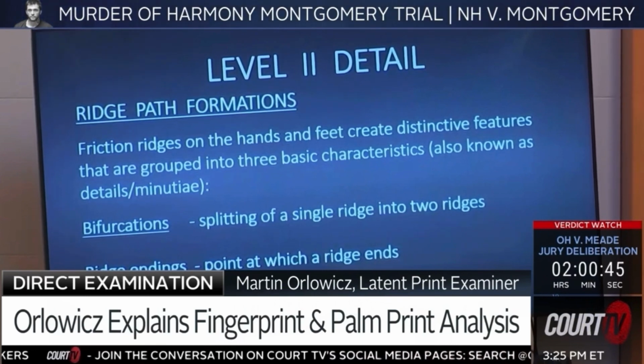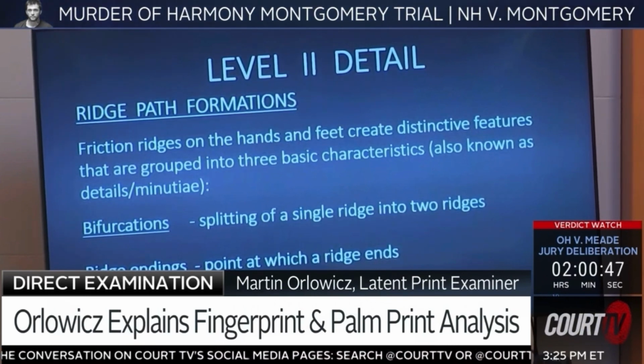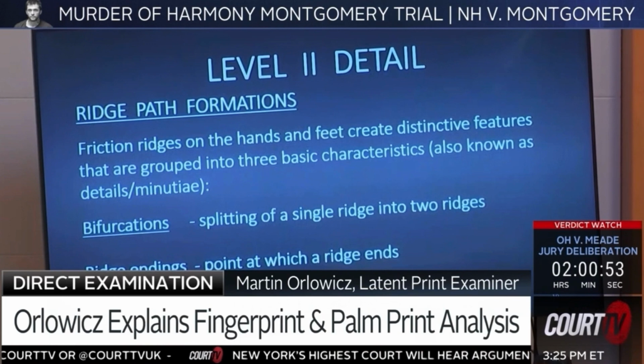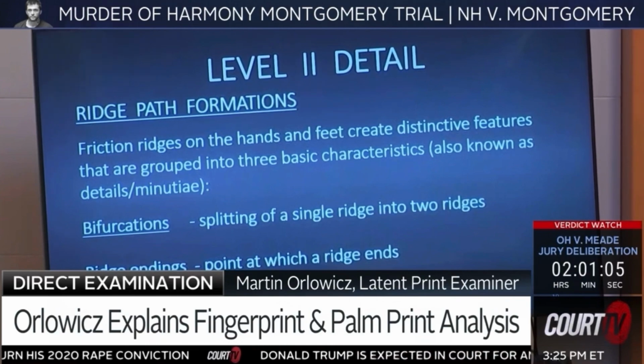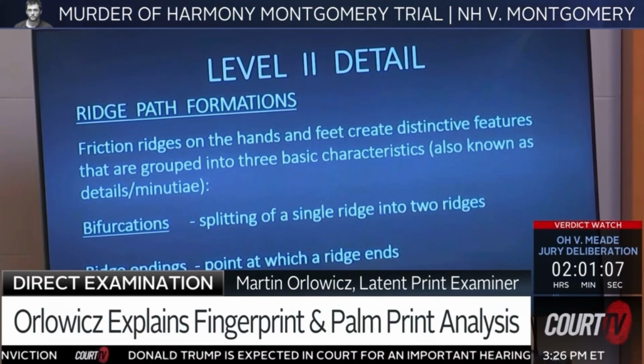And so I see bifurcations up there. Can you describe what that is for the jurors? Bifurcation would be where a ridge splits from one ridge into two ridges. A ridge ending is exactly what it sounds like. It's where a ridge ends. And then a dot or a short ridge is just a very small segment of ridge instead of a longer portion.